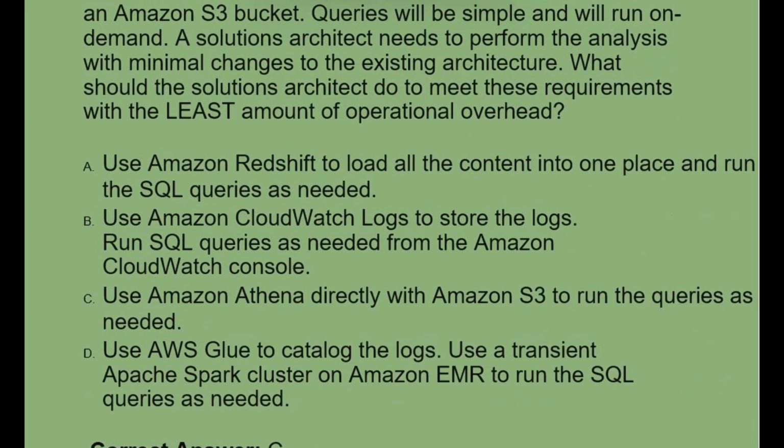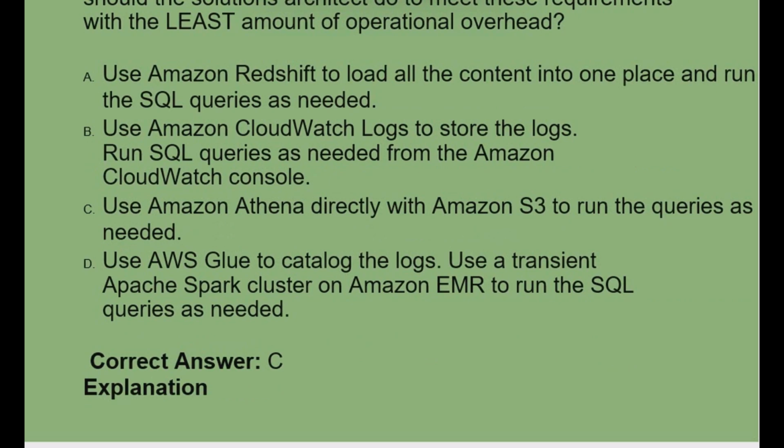Option A, use Amazon Redshift to load all the content into one place and run the SQL queries as needed. Option B, use Amazon CloudWatch Logs to store the logs. Run SQL queries as needed from the Amazon CloudWatch console. Option C, use Amazon Athena directly with Amazon S3 to run the queries as needed. Option D, use AWS Glue to catalog the logs. Use a transient Apache Spark cluster on Amazon EMR to run the SQL queries as needed. Correct answer is option C.